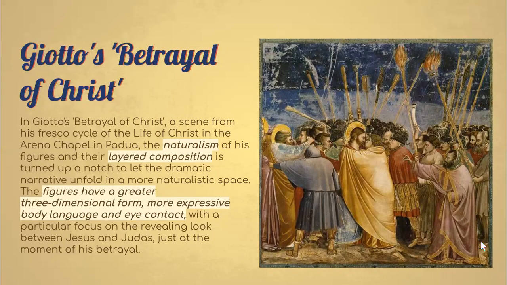So I'm just gonna continue on here. So the naturalism of his figures and their layered composition is turned up a notch and lets the dramatic narrative unfold in a more naturalistic space. Very true. The figures have a greater three-dimensional form. There's more expression in their body language and eye contact, which is also a very key difference between Renaissance and all the artwork before that, especially in the medieval time, okay? With a particular focus on the revealing look between Jesus and Judas, just at the moment of his betrayal. And that's what this particular painting is showing here.